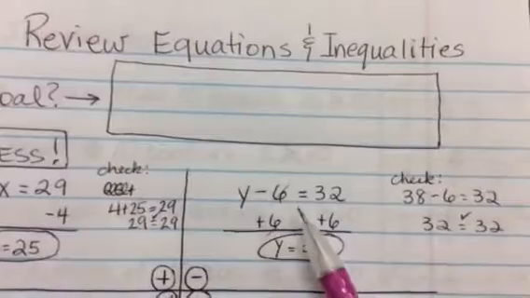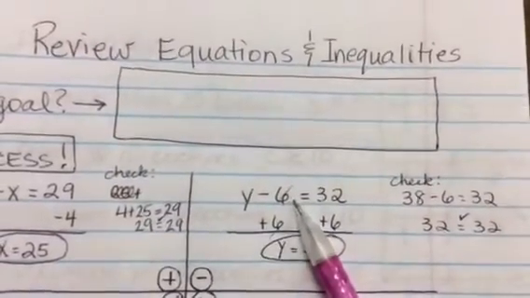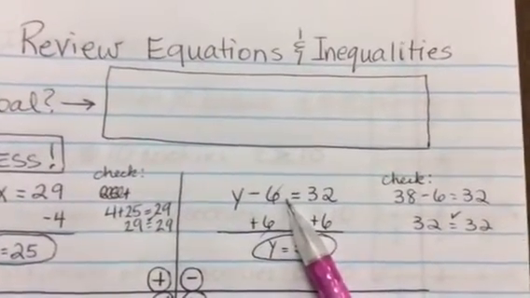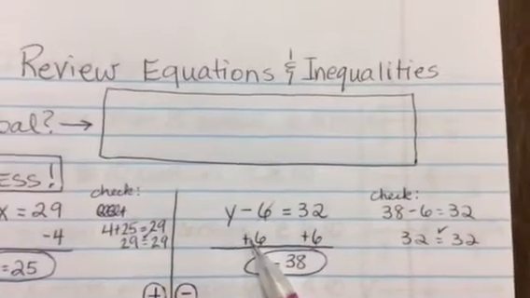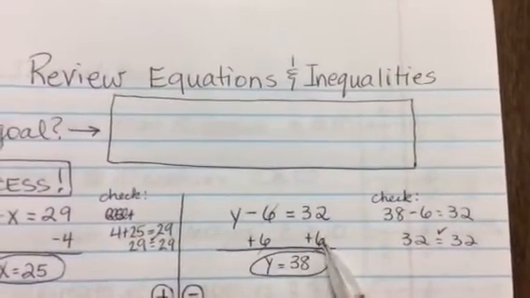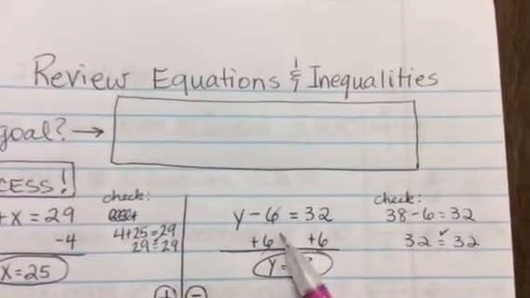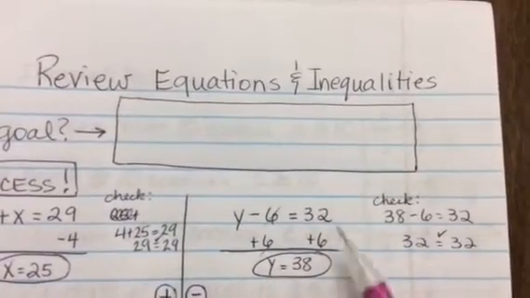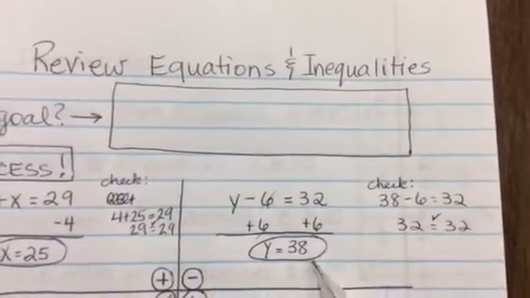Okay, subtraction. If I have y minus 6 equals 32, I am going to isolate y. I'm going to get it all by itself by getting rid of this minus 6. What is the additive inverse? Plus 6. So I'm going to add 6 to both sides. 6 minus 6 is 0. Y plus 0 is y. 32 plus 6 is 38.